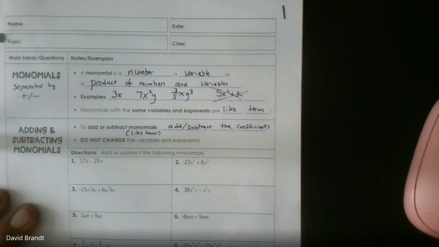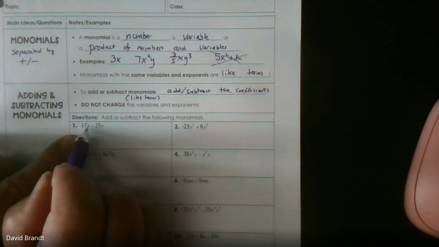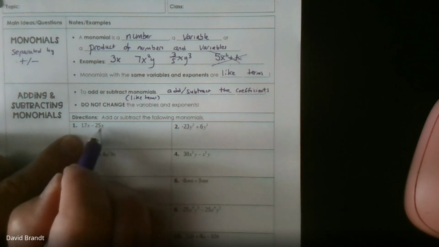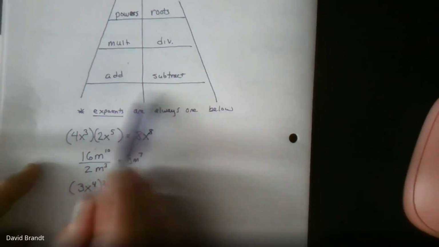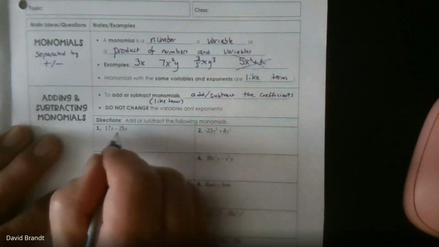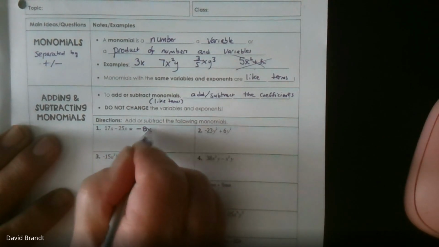All right. So now, number 1, these are like terms. 17x minus 25x. These are like terms because they have the same letter and the same exponents. And if you remember from the ladder, when you're adding and subtracting, what do you do with the exponents? You do nothing. They have to be the same. 17x minus 25x would just be negative 8x. That's all you do.